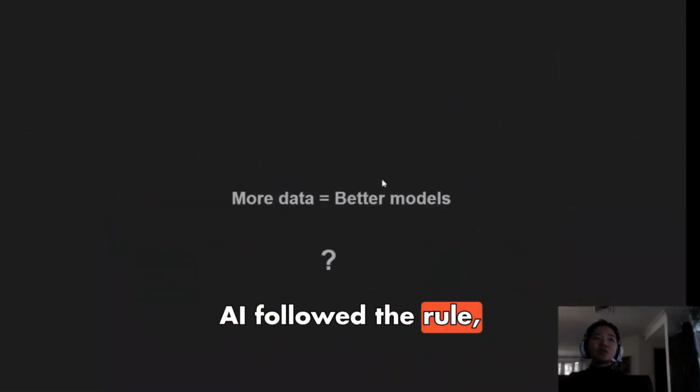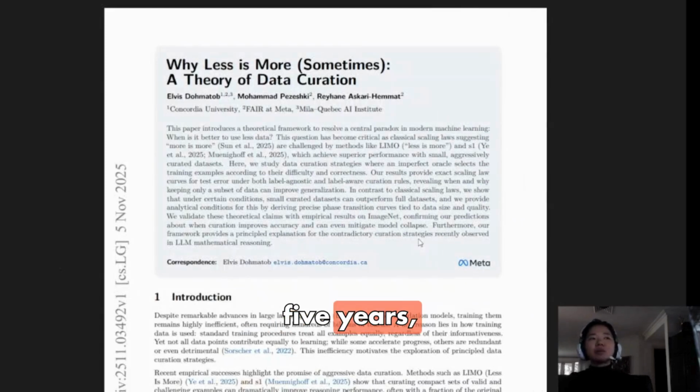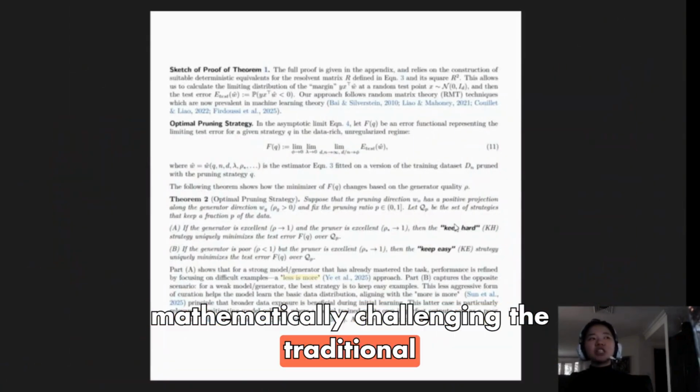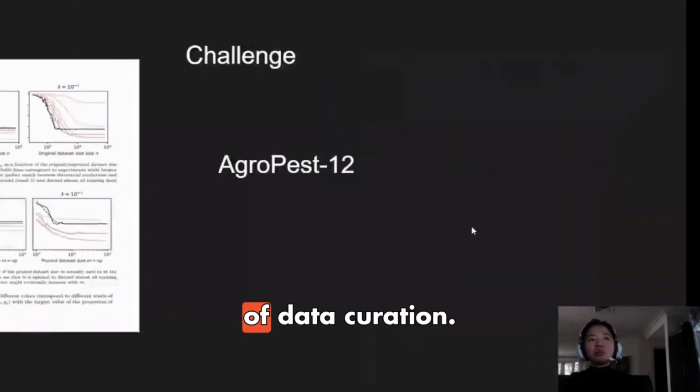For many years, AI followed the rule, more data means better models. But within the past 5 years, more and more researchers are supporting the idea of less is more, especially when the dataset is noisy. It might be an intuitive idea, but they demonstrate this mathematically, challenging the traditional bigger-is-better intuition, highlighting the importance of data curation.